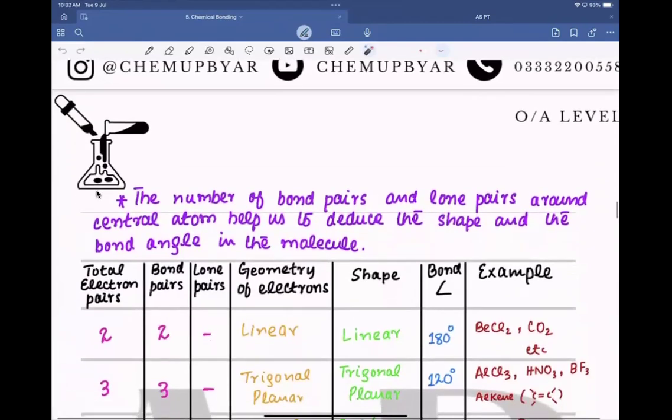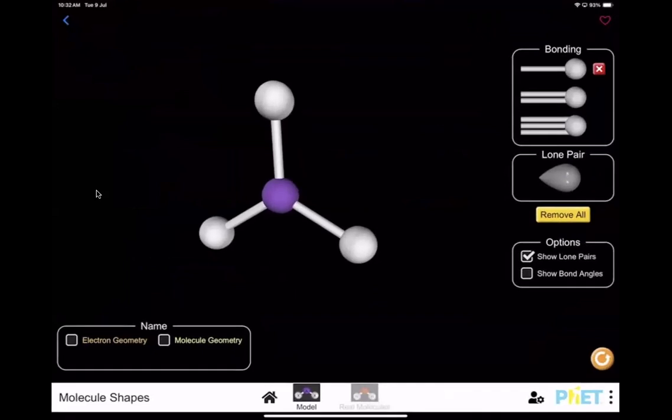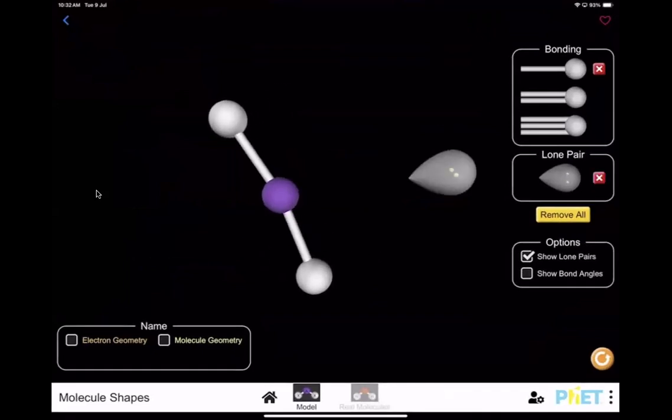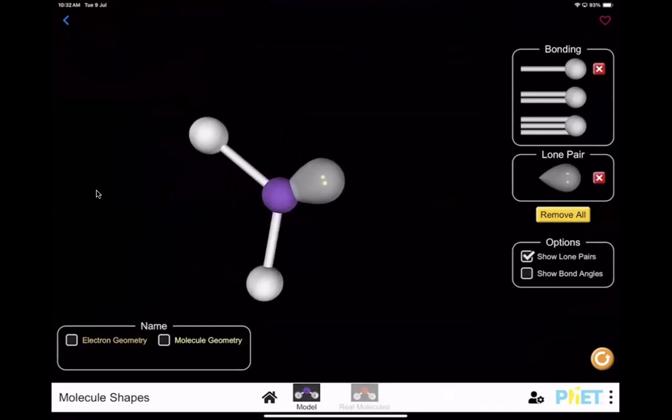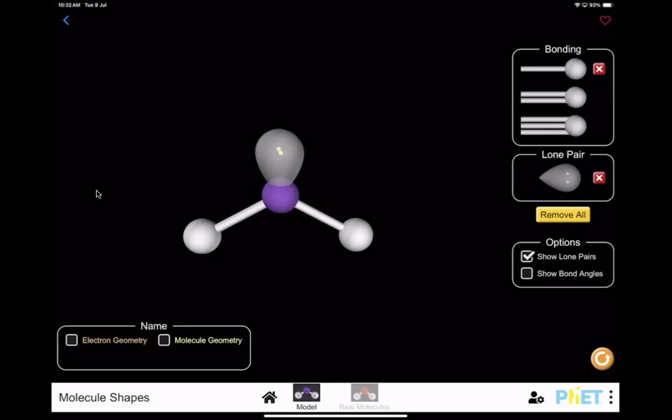So we are done with these two cases. Now have a look over here. If I remove one bond pair and instead I put one lone pair, so now what happens? How many electron pairs now? I repeat my question. How many electron pairs? 3. Out of these 3, how many bond pairs? 2. And how many lone pairs?